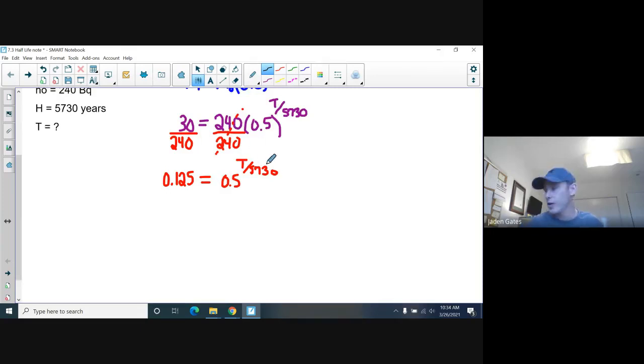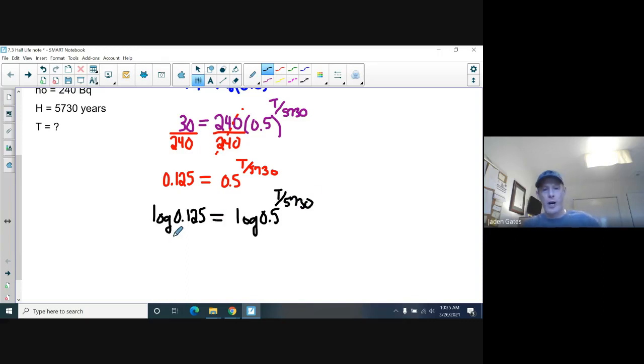Because we're solving for an exponent, I have to make that exponent a normal number, and the only way to do that is to use one of my log rules. And so I'm going to take the log of both sides. All right, so I'm going to write down the exact same thing. So I can take the log of 0.5, and again, to the power of T over 5,730.